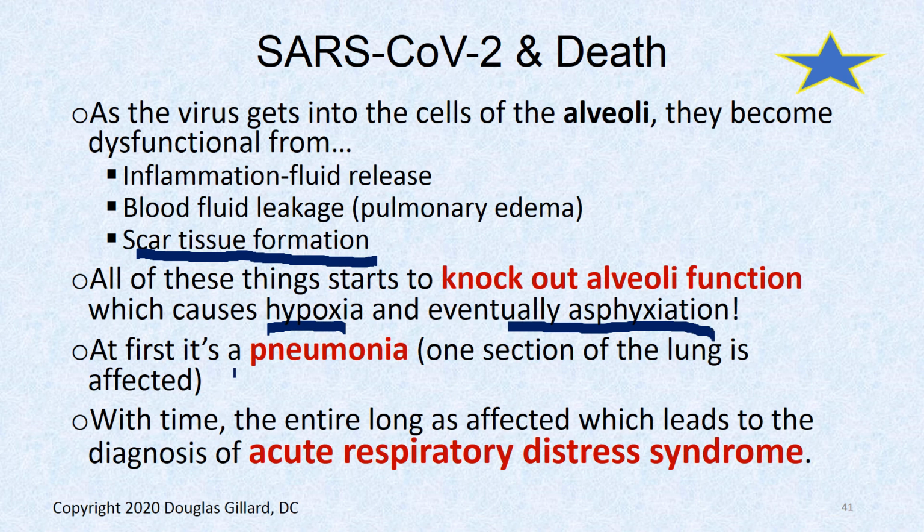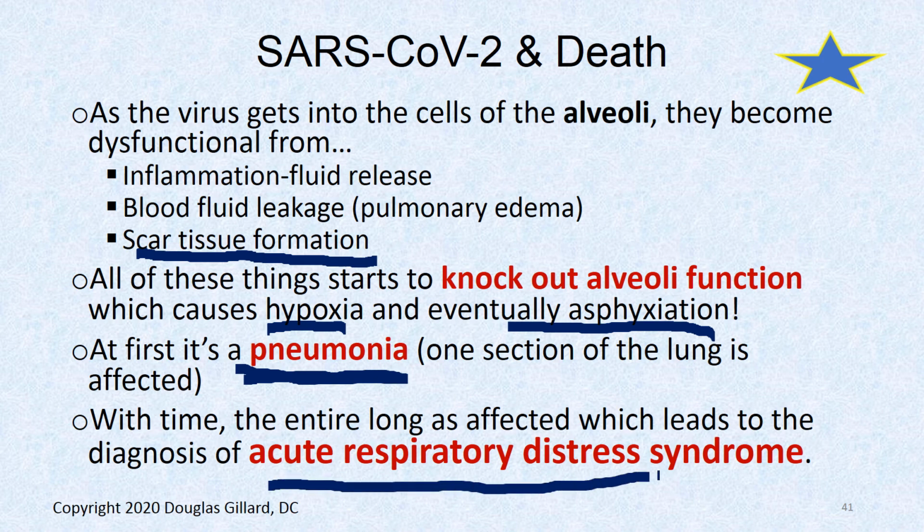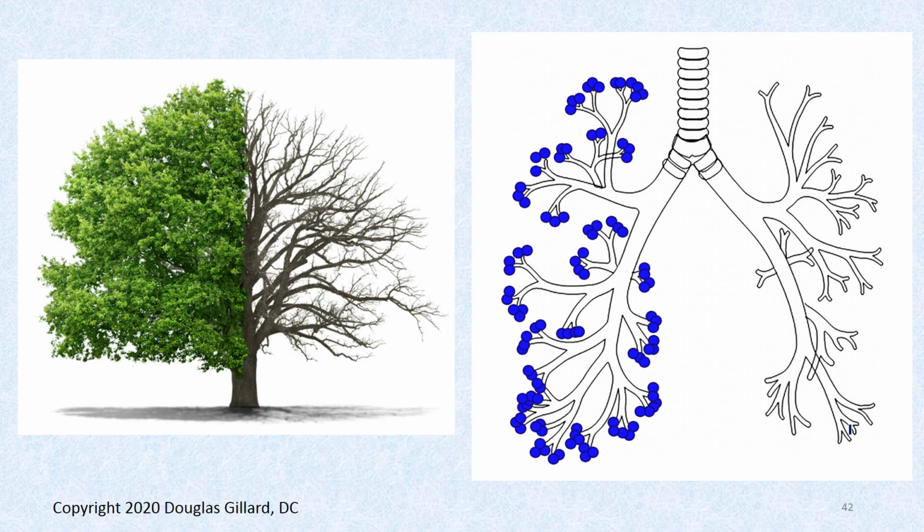At first, a pneumonia starts, and some people don't get very sick, just a little pneumonia. Pneumonia means that only one part of the lung has been affected. If you get pneumonia in the entire lung, you don't call it pneumonia anymore. You call it ARDS, or acute respiratory distress syndrome. This is what's killing COVID patients right here. If they get basically a pneumonia of the entire lung, it's too much inflammation.